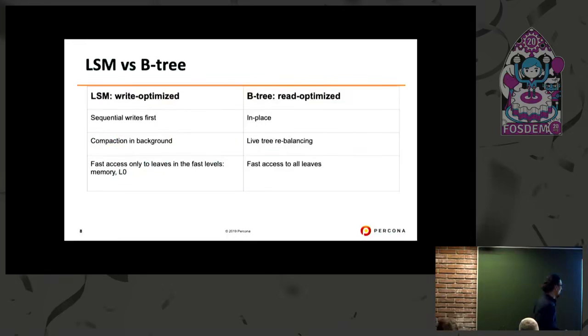So in short, the B-tree is mostly read optimized, as we know, uses the buffer pool, and writes are in place. In the LSM tree, the writes are sorted string tables written sequentially, and then compaction happens in the background using the algorithms that we mentioned above. You could choose your algorithm, and then it has fast access to data.